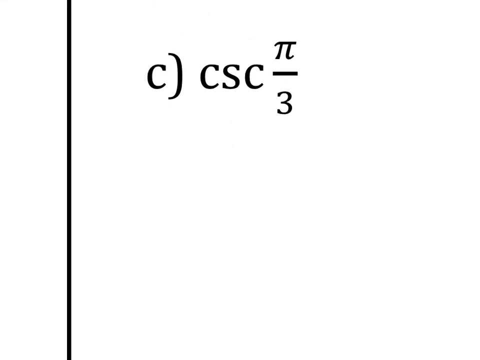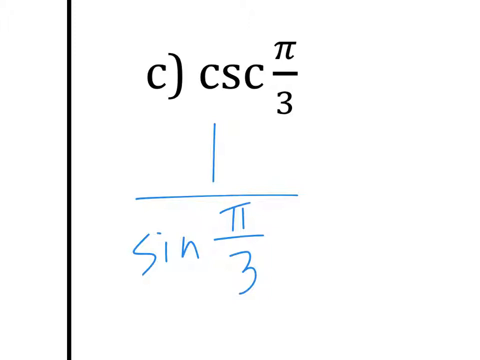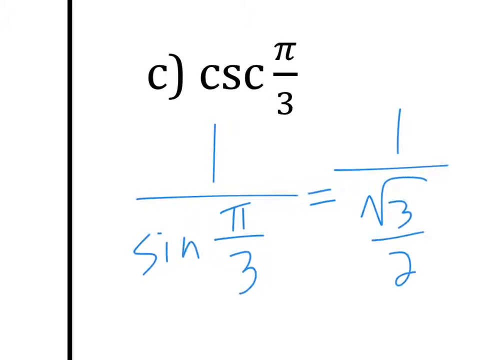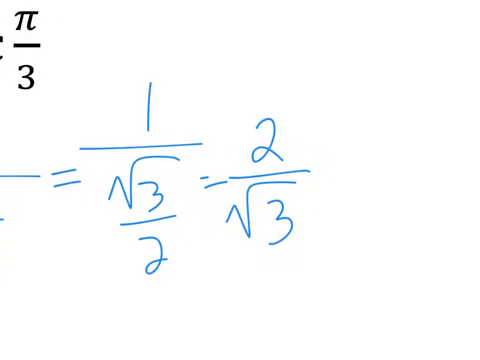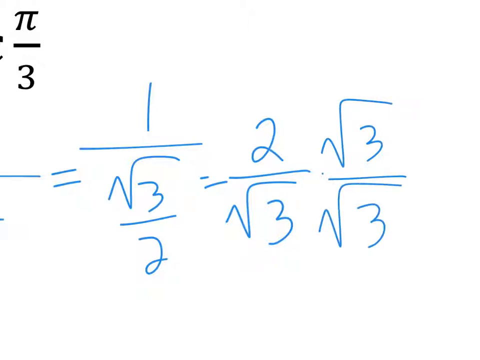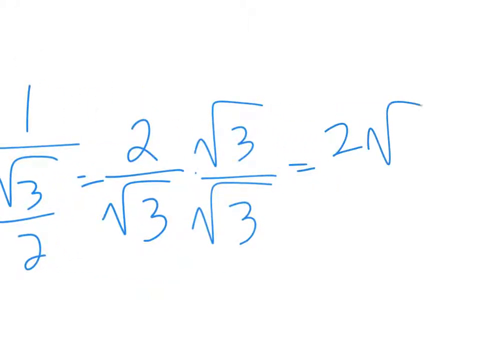Okay, let's try another easy one. C. Cosecant of pi over 3. So that is 1 over sine of pi over 3. What is sine of pi over 3? Square root 3 over 2. So 1 over square root 3 over 2. Now this one, you can't do it in your head, but you're still going to need to rationalize it. So this becomes 2 over square root 3. We can't leave that square root 3 in the denominator, so what do we do? Multiply by what? Yeah, square root 3 over square root 3. So this is 2 root 3 over 3.